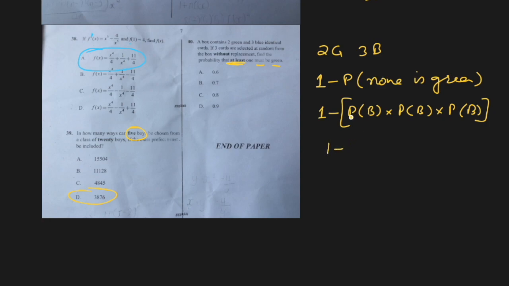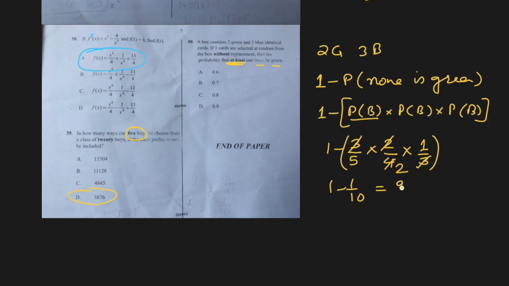So 1 minus. What is the probability that the first card is blue? There are 3 blue cards. So 3 out of 5. Yes, that is the probability of a blue card first. But it is not replaced. That means the remaining are 2 blue cards out of the remaining 4 cards for the second. And the third one will be 1 blue card out of 3. So this and this cancel, this and this cancel. 1 minus 1 over 10, which is 9 over 10 or 0.9.